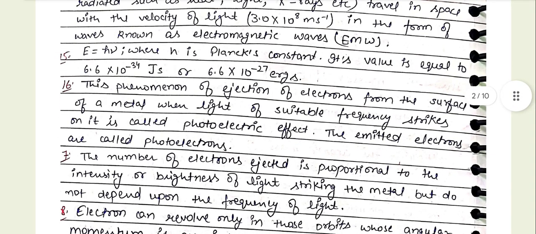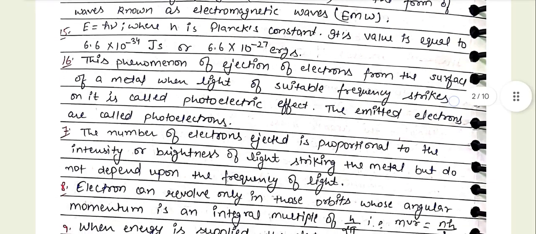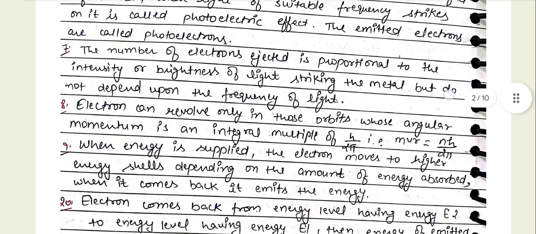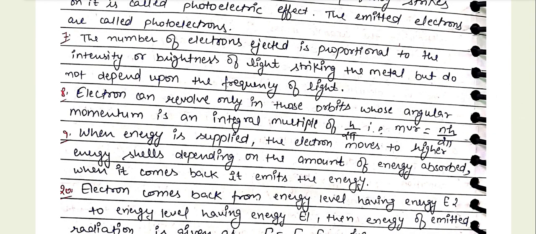E = hν, where h is Planck's constant and its value is 6.6 × 10^-34 joule second, or 6.6 × 10^-27 ergs. This phenomenon of ejection of electrons from the surface of a metal when light of suitable frequency strikes on it is called the photoelectric effect. The emitted electrons are called photoelectrons. The number of electrons ejected is proportional to the intensity or brightness of the light striking the metal but does not depend upon the frequency of light.